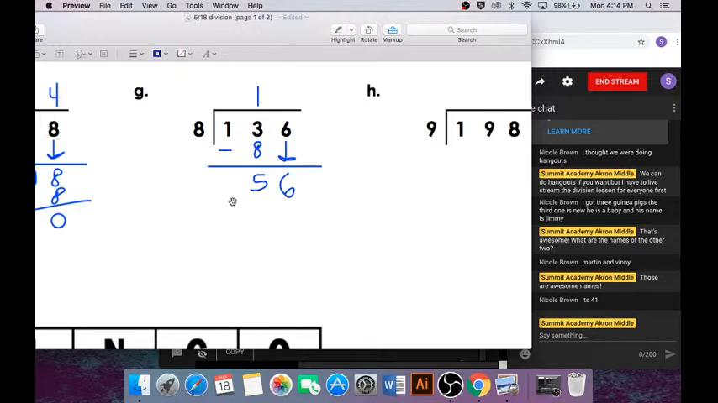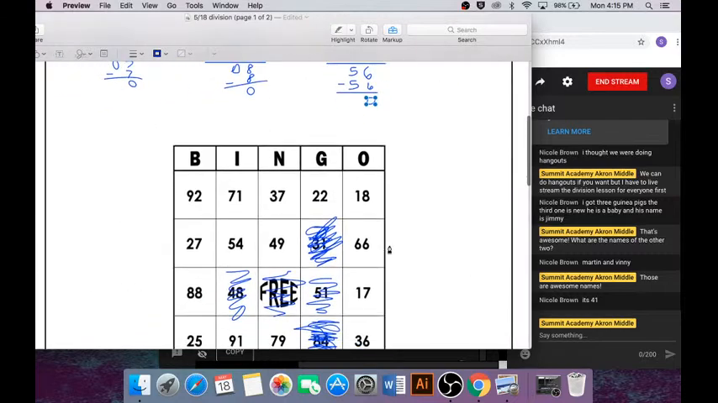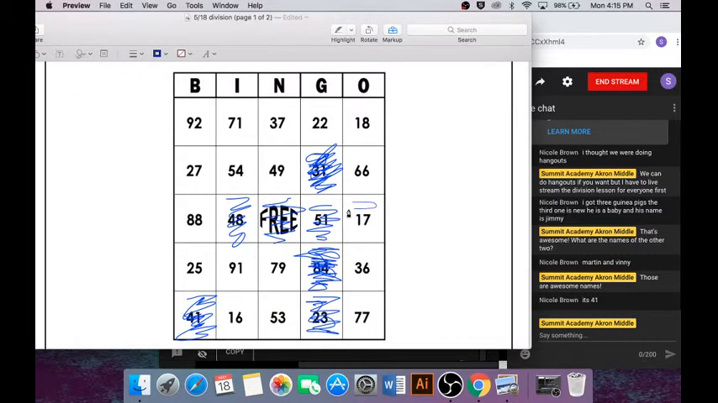Now we need to see how many times 8 goes into 56 without going over. It's going to be 7 times. 7 times 8 is 56. And 56 minus 56 is 0. So we're going to find 17 on our bingo board. 17 is right here. So our next one is probably going to be 22 or 88.